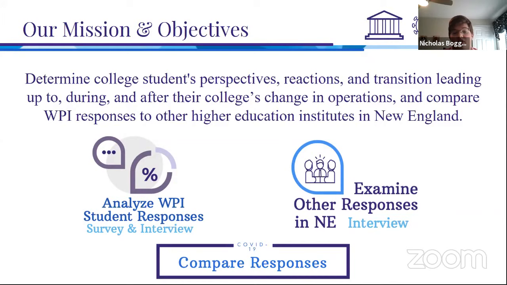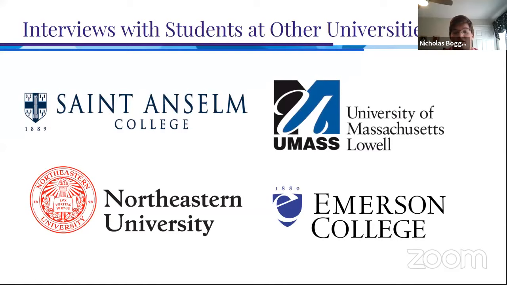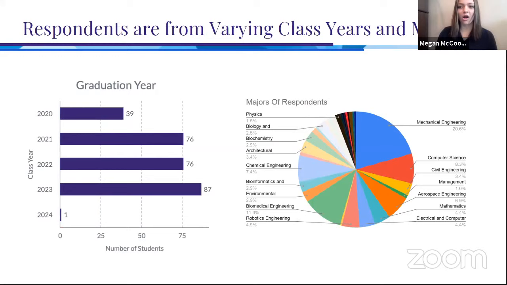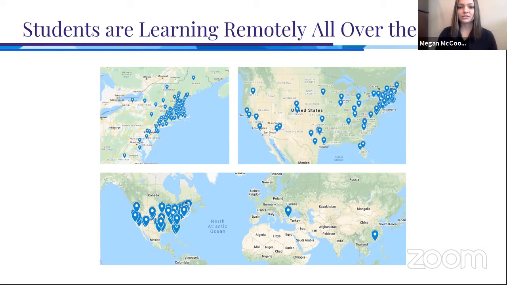Along with the WPI data that we were going to collect, we also wanted to look at how other schools handled it. We looked at other schools in New England area, these schools here, due to their difference in majors, structures, and cultures, and to see how they compared their responses to WPI's response. So from our survey results, students at WPI are now learning all over the world, with one respondent remote in Turkey and one in Hong Kong. Students are spanning across the United States from the East to West Coast, with the majority of students staying in the Northeast.